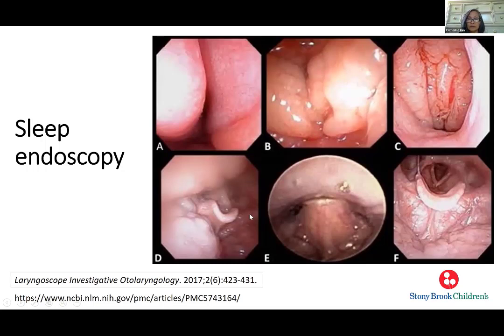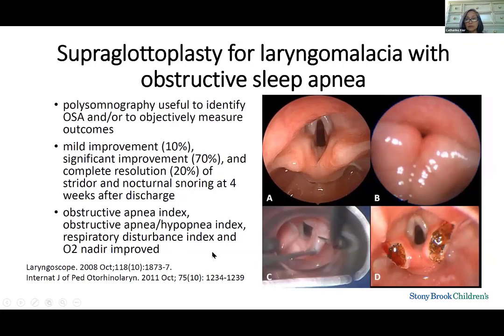You can see a lot of inflammation surrounding your laryngeal inlet in this picture on this side. This one is an example of laryngomalacia, where your epiglottis is hooding your inlet. And this is a more open, normal laryngeal inlet. A good example of sleep endoscopy for the younger population: here you can see an infant who underwent supraglottoplasty for laryngomalacia. You can see the redundant tissue there, and post-procedure after the laser.